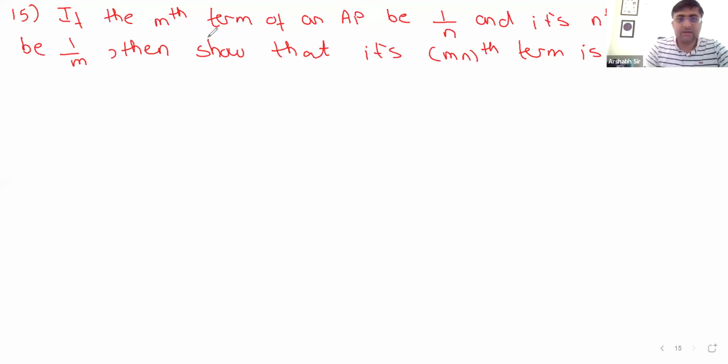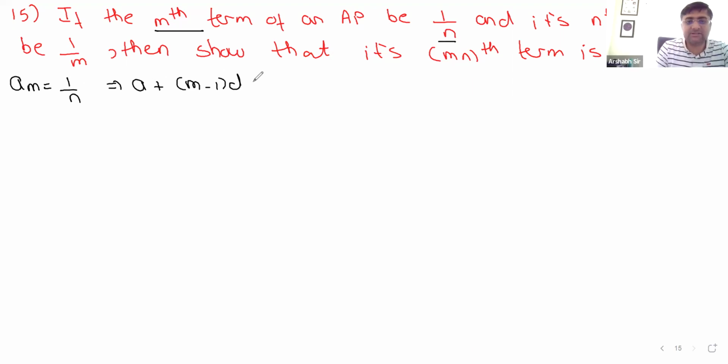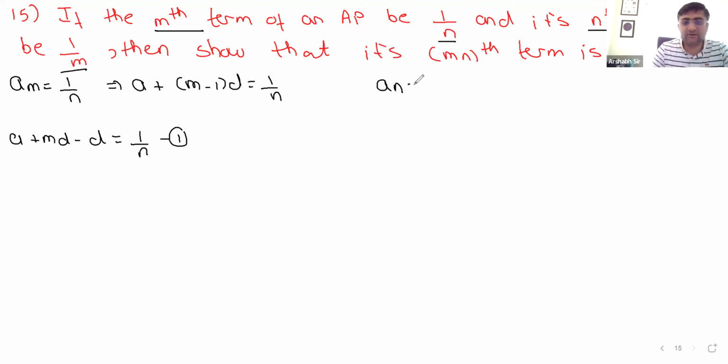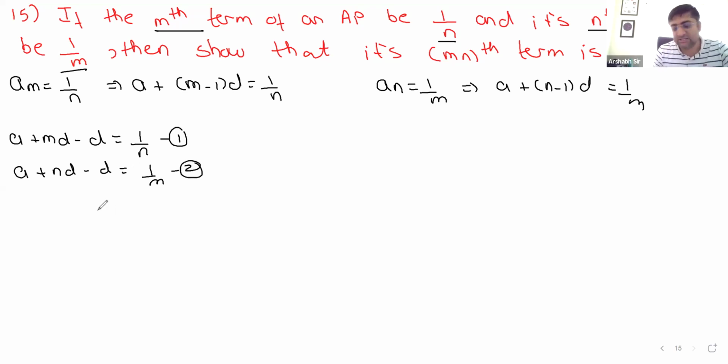Alright. So the mth term of an AP is 1 by n. So see beta, the mth term is 1 by n, meaning A plus m minus 1 times D is 1 by n, or I can say A plus md minus D is 1 by n. Equation number 1. Then the nth term is 1 by m. So nth term is 1 by m, meaning A plus n minus 1 times D is 1 by m. So we can say A plus nd minus D is 1 by m. Till here, does any child have any doubt? Yes or no?